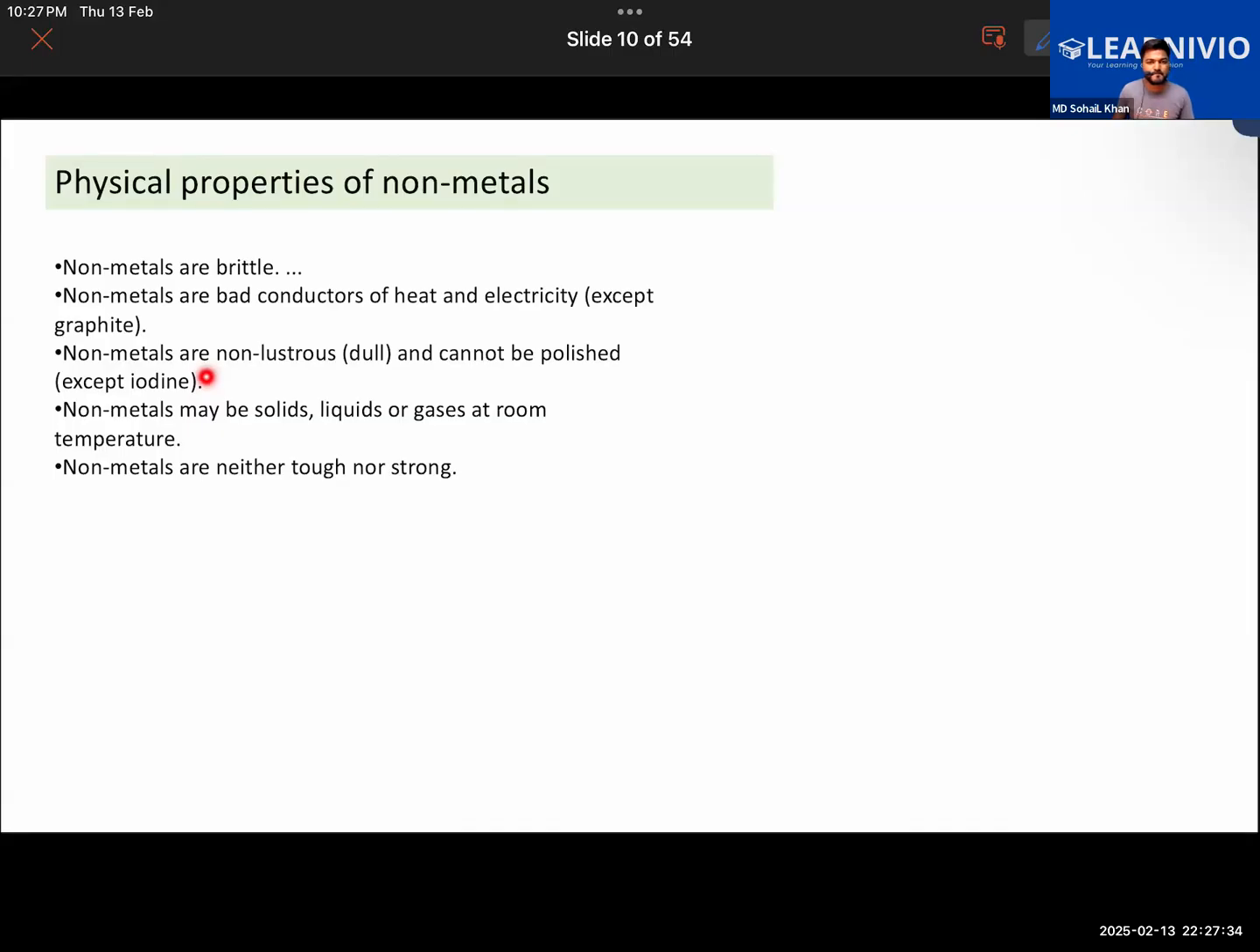Sir, but graphite is not a poor conductor, right? That's what I'm saying, we have some exceptions also. Here we have the exception of graphite. Non-metals are non-lustrous, but iodine is the exception. So iodine can be polished and given a shinier appearance. Further, they have low melting and boiling points.